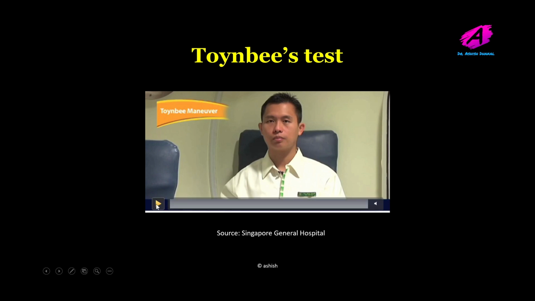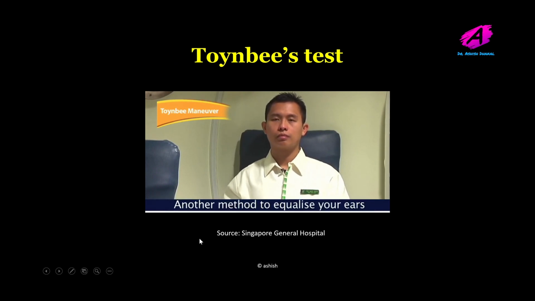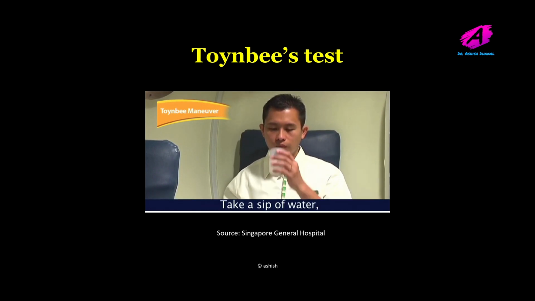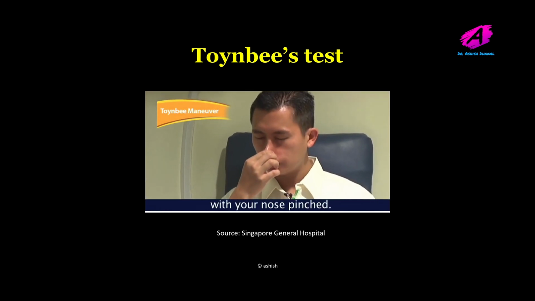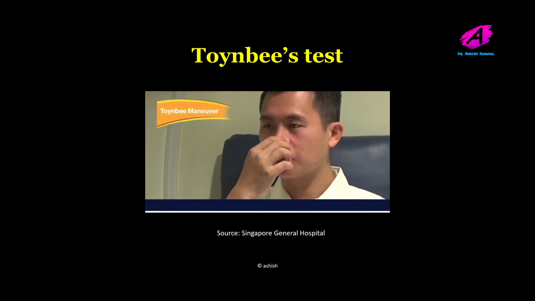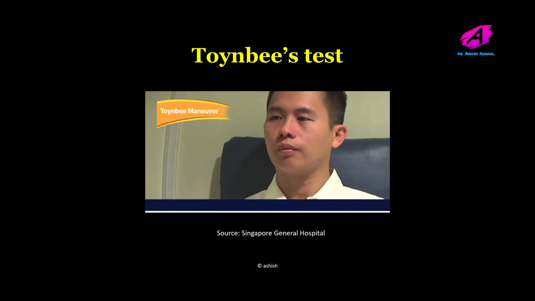So this is the demonstration of Toynbee's test. As you can see, the patient is taking a sip of water which is kept in the oral cavity. The nose is pinched and the patient swallows. If the Eustachian tube is patent, air from the middle ear cavity comes into the nasopharynx through the Eustachian tube, and the Eustachian tube closes, which will cause negative pressure in the middle ear cavity, causing the tympanic membrane to go inward. So that will cause dullness or fullness.